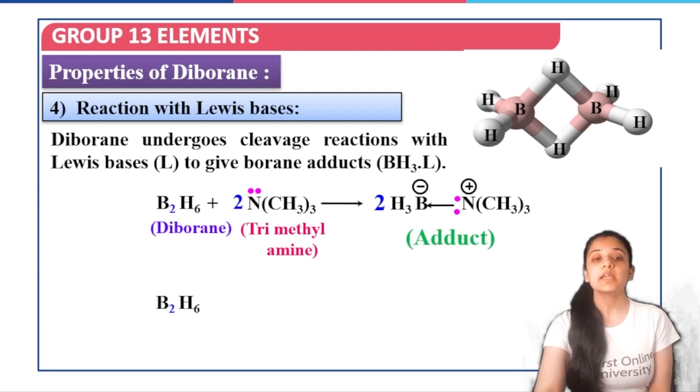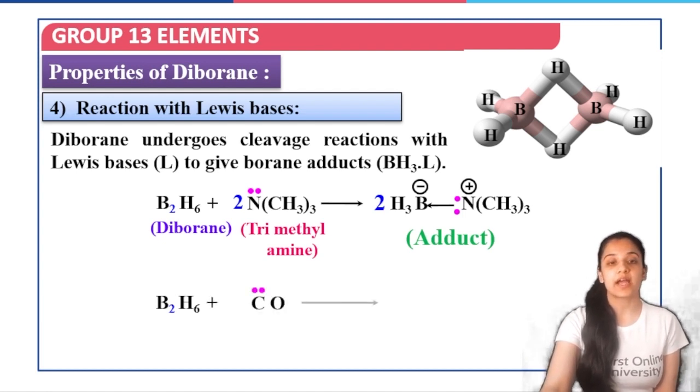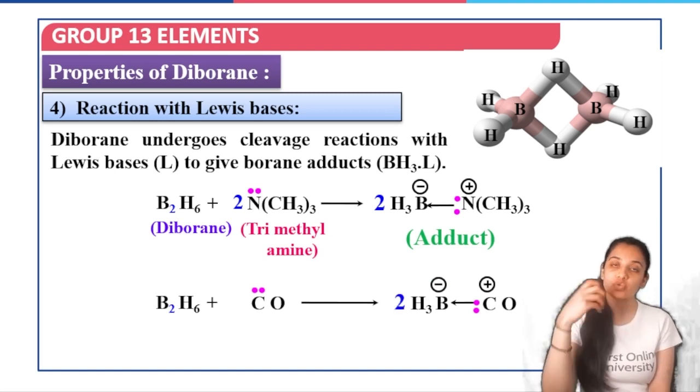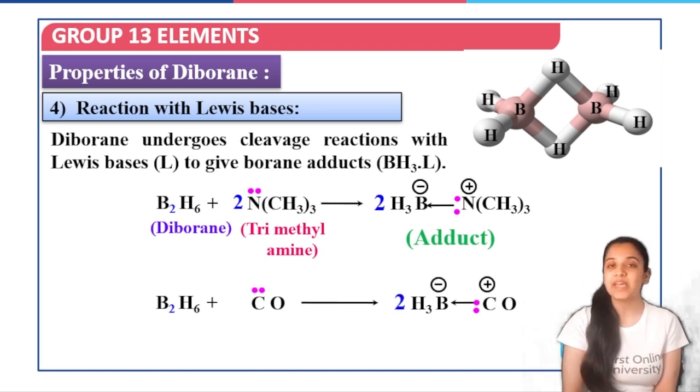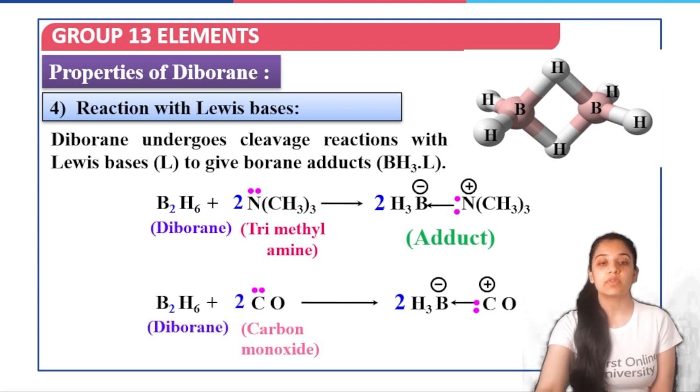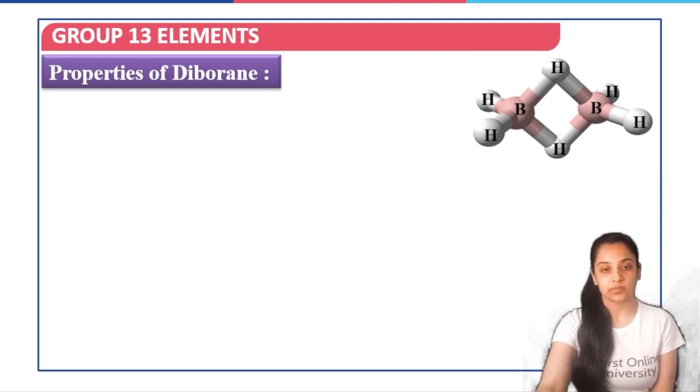Similarly, B2H6 on reaction with carbon monoxide will again form an adduct where the carbon is going to be the positive part and BH3 boron will be the negative part. And we can balance this chemical equation.